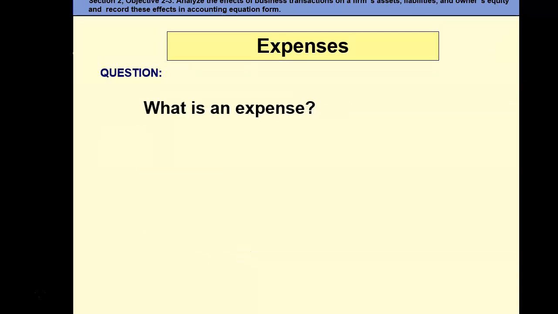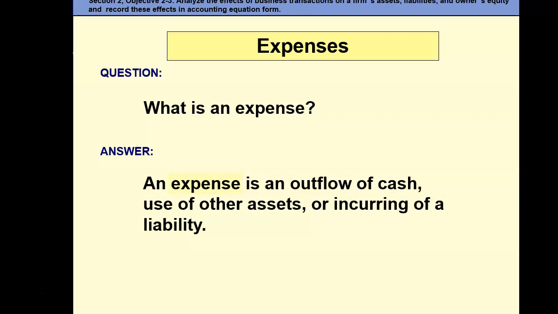The next word we look at is an expense. An expense is an outflow of cash or the use of other assets or the incurring of a liability. In other words, certain expenses must take place in order to earn revenue for the business organization. Now, you heard the phrase, in order to make some money, you got to do what? That's correct. So in order for us to earn revenue, certain expenses must take place.